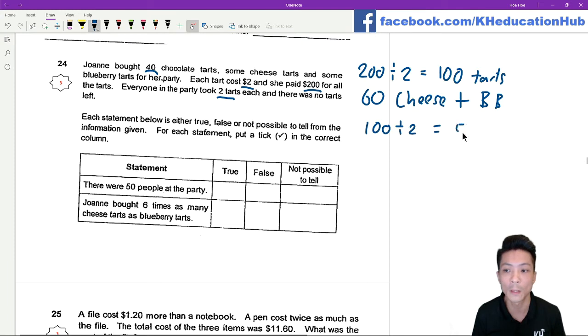2, there are 50 people in the party. Let's take a look at the statement. There were 50 people in the party, so this is true.